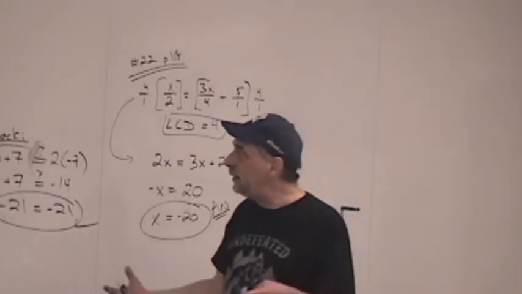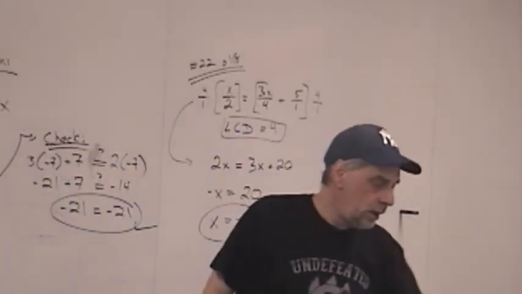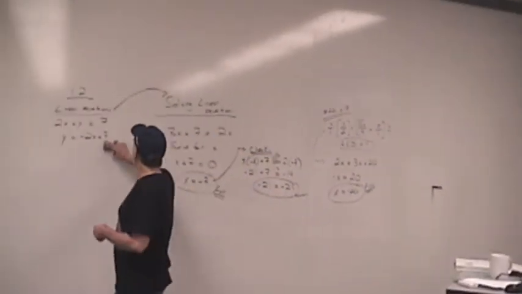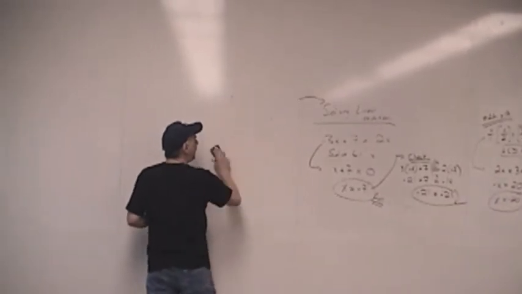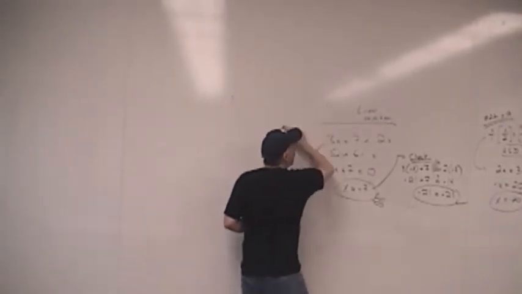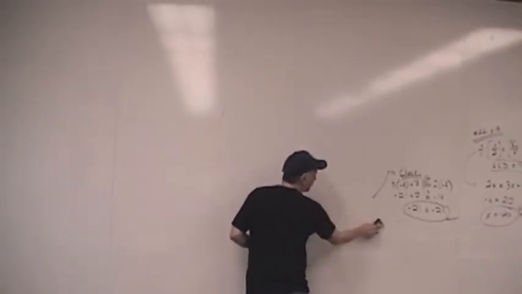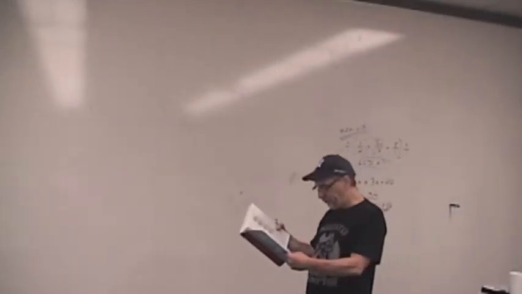All right, so that is a linear equation with fractions. So another step up in difficulty here in this section is when we have variables in the denominator. So we want to deal with that. Let's look at an example like that.